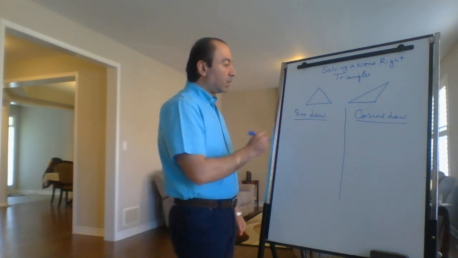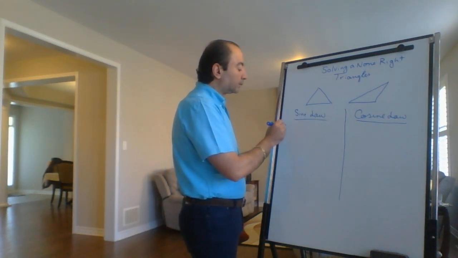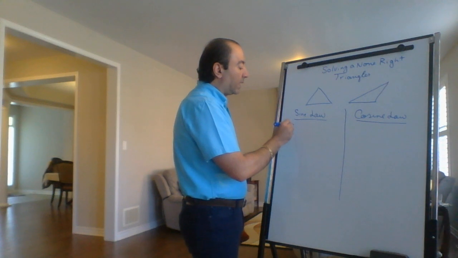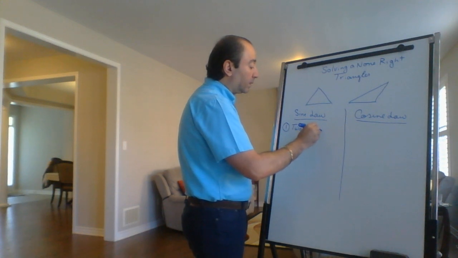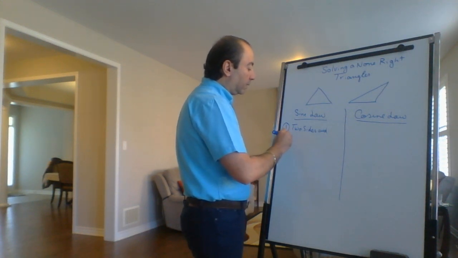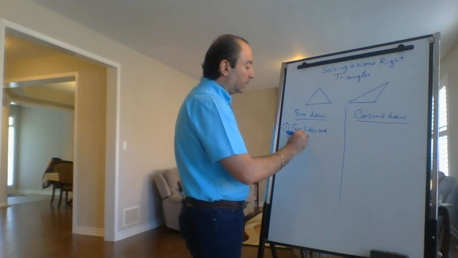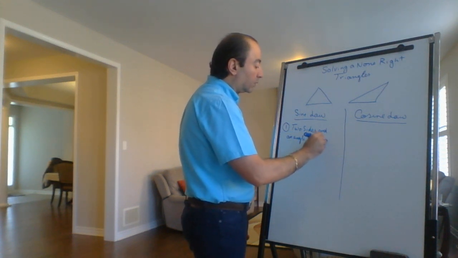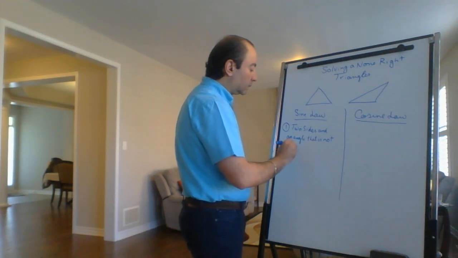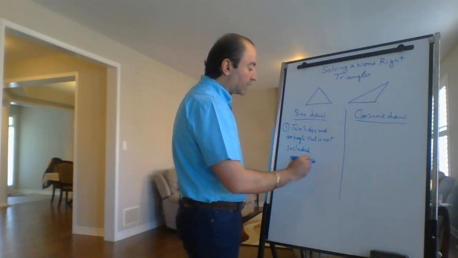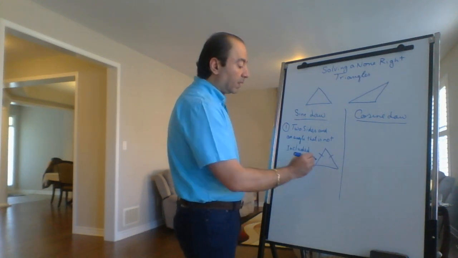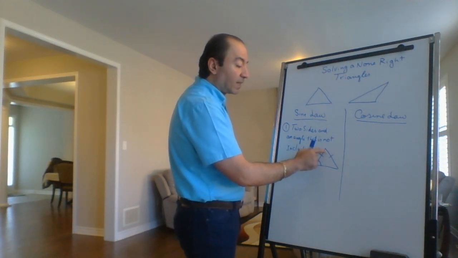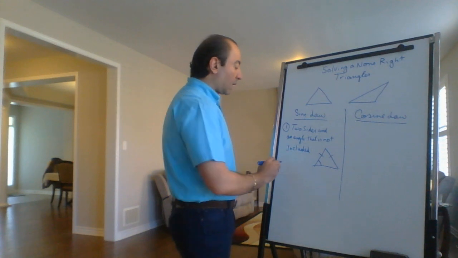Okay, so when to use sine law and when to use cosine law? We use sine law in these two cases. One, if we have two sides and an angle that is not included. So this is the first case. If we know any two sides in the triangle, and the angle that's not between them. If I have the angle between them, I cannot use sine law. This is the first case.